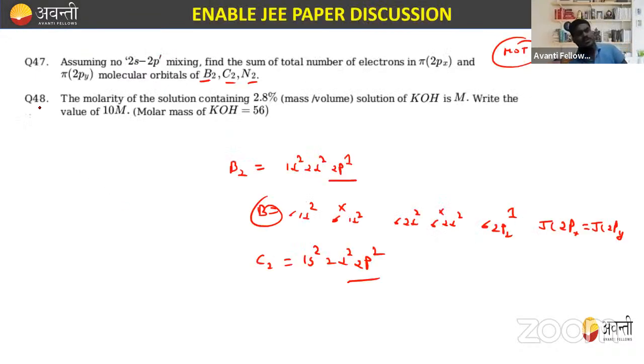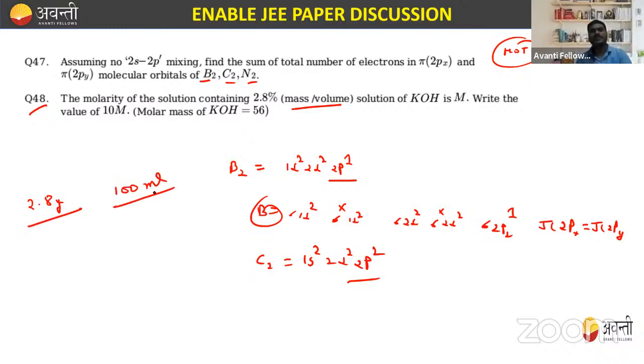Now, the next question is also a numerical-based question, and this is basically from concentration terms. The molarity of the solution containing 2.8% mass by volume. What do you mean by this? Mass by volume means 2.8 gram out of 100 ml.